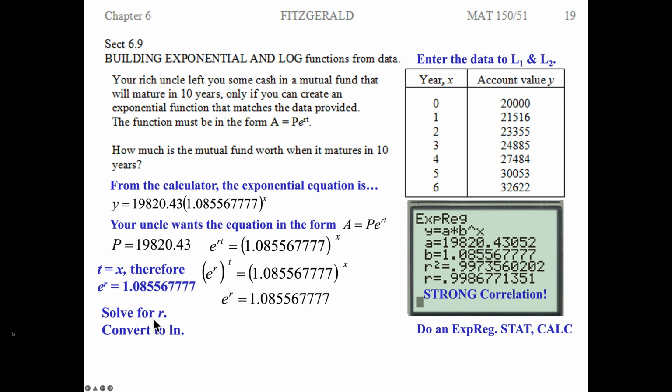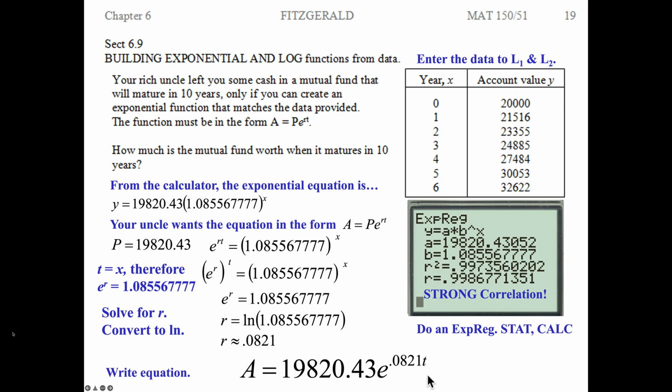So we're going to convert it into a natural log. So r is going to equal the natural log of that huge decimal. Well, we go to the calculator, and we just go back to the home screen, type this all in, all the decimals, and your r value is going to be really long, but we'll just take it to 4 decimal places like the book or MyMathLab will ask us to do. So we'll put this as 0.0821 times t, with your P being multiplied to e. And again, we already declared what P was, so here's my function's equation.